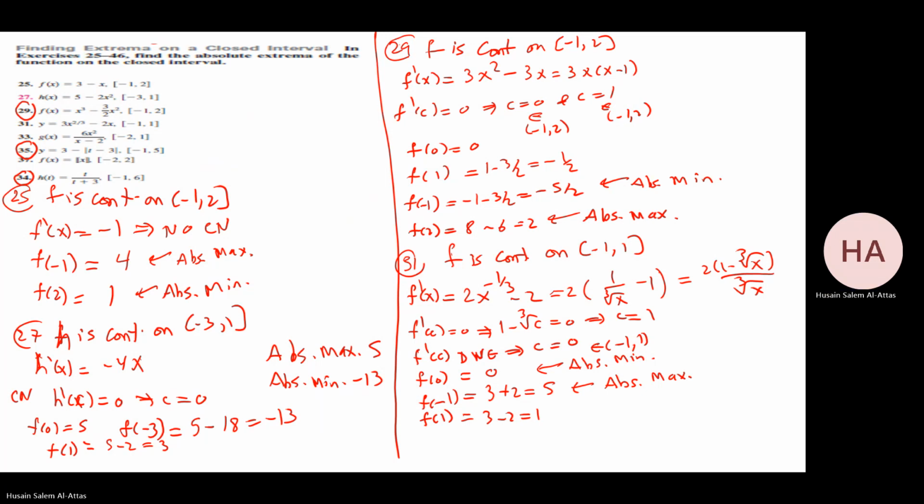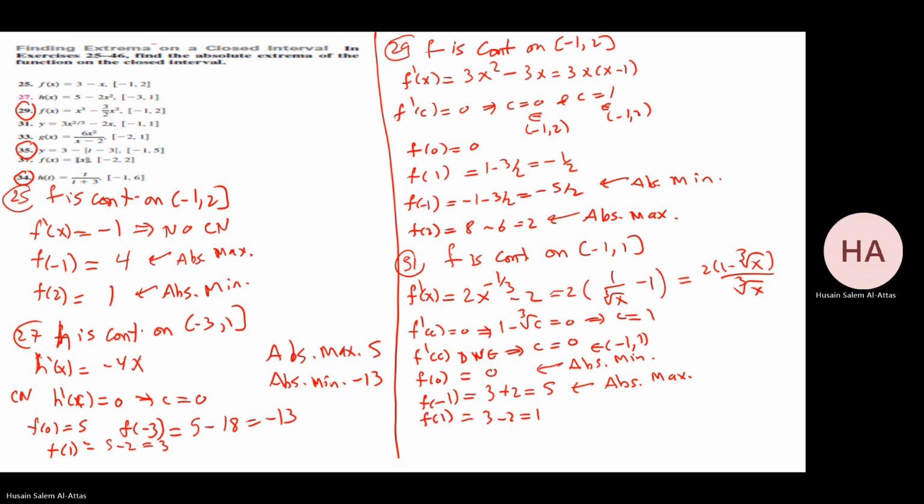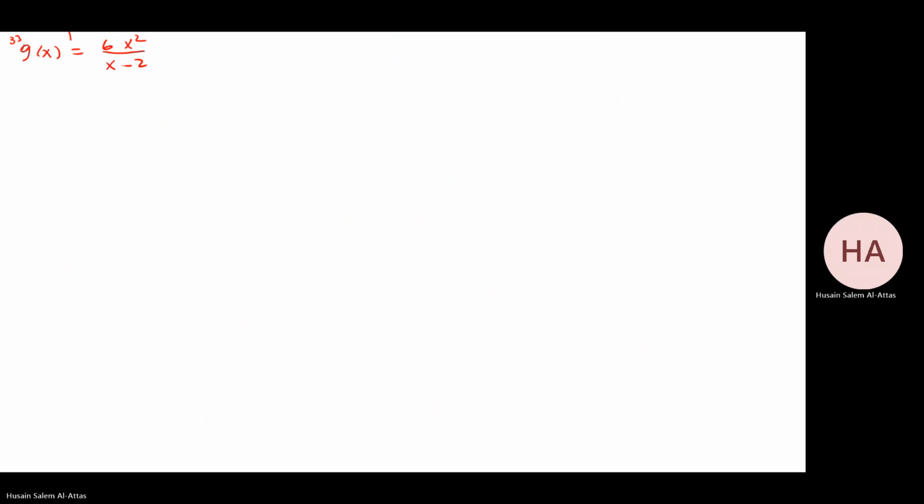33. Oops. What is 33? 6x squared over x minus 2. Equal to f. We call it g. 6x squared over x minus 2. Interval minus 2 and 1. g is continuous. I need only x not equal to 2, which is not in this interval. It's continuous in this interval.